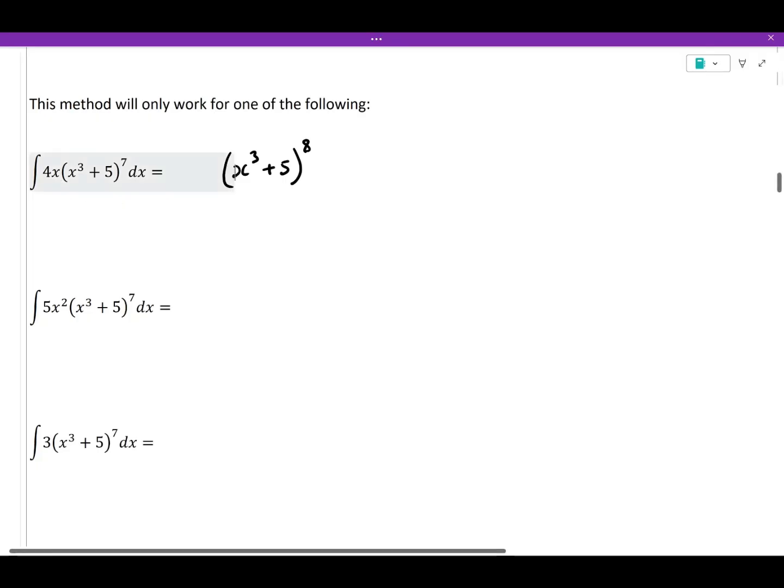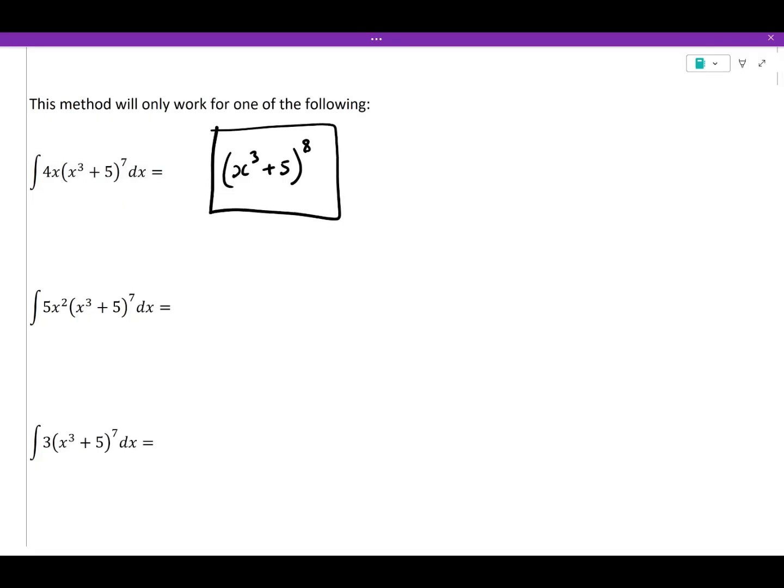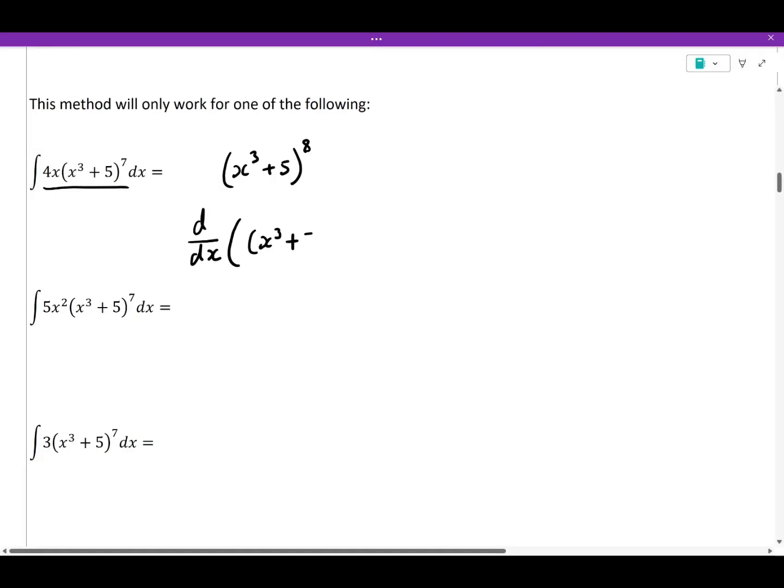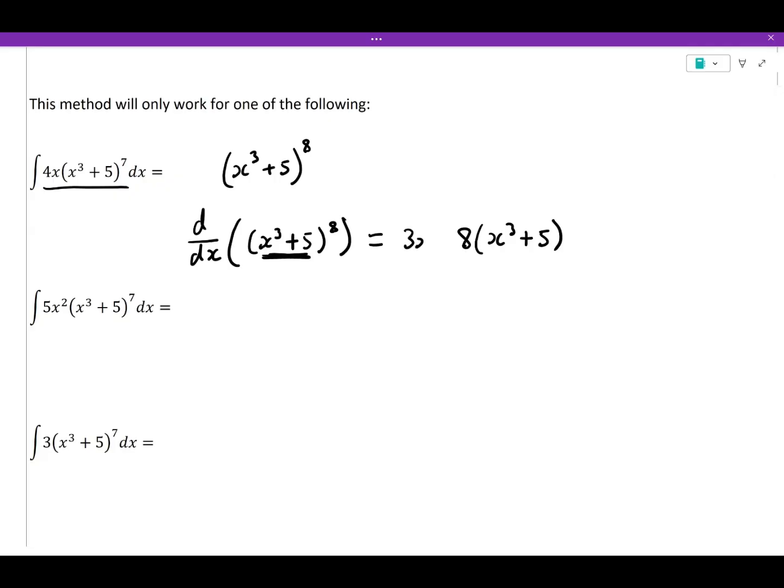Then what I do next is I differentiate this possible answer and compare it to my initial integral. So if I write out my derivative, I have the derivative with respect to x of x cubed plus 5 to the power of 8. So when I do this differentiation, I'm going to keep my bracket the same. We're going to multiply by my power, so we're going to multiply by 8. We're going to differentiate my bracket. So if I differentiate x cubed plus 5, we would get 3x squared. So I'm going to multiply by 3x squared. And then my power of 8 is going to reduce by 1 to become a power of 7.